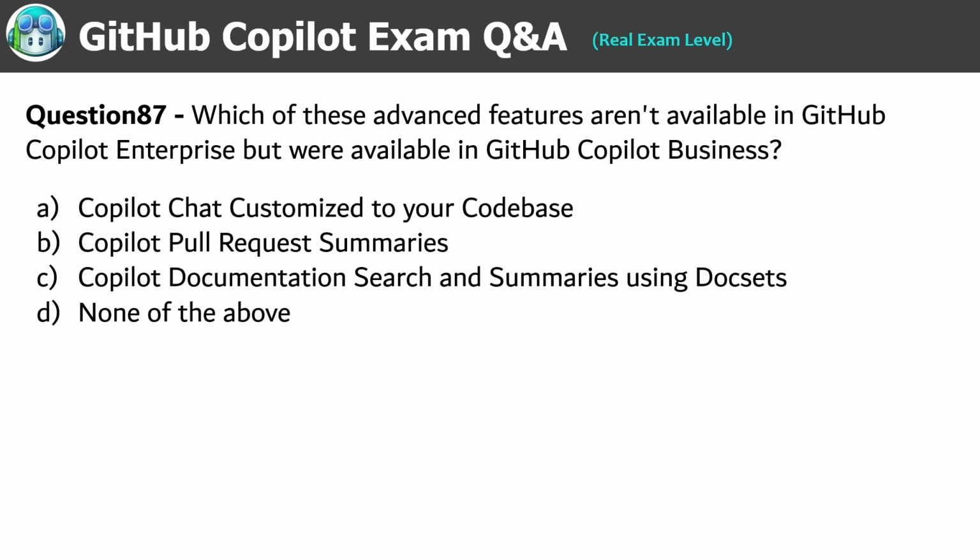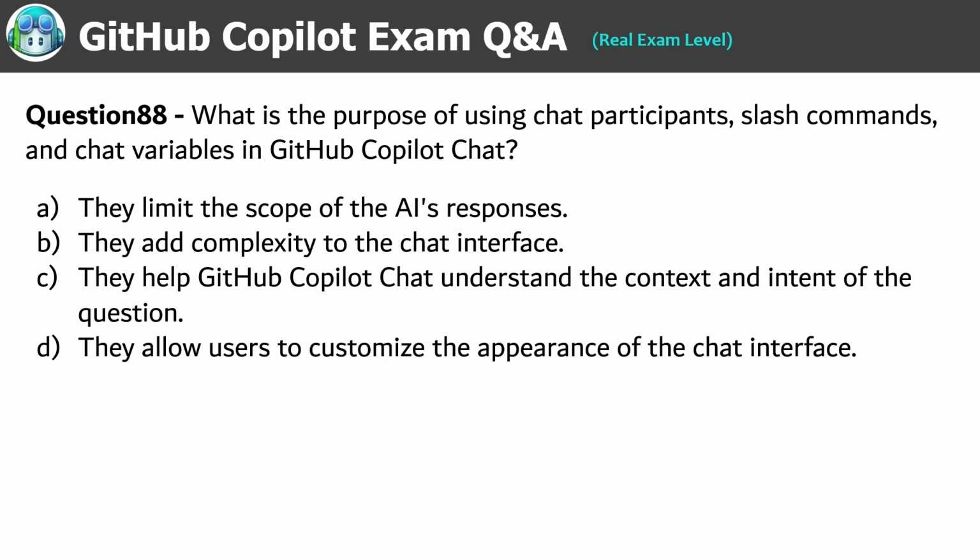Question 87. Which of these advanced features aren't available in GitHub Copilot Enterprise but were available in GitHub Copilot Business? So the answer is D. None of the above. Meaning if you see A, B, C, none of these. The answer is D.